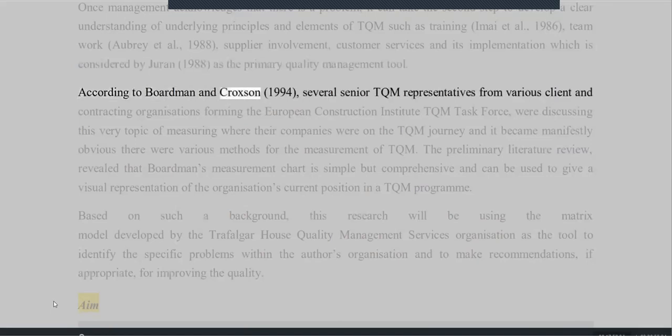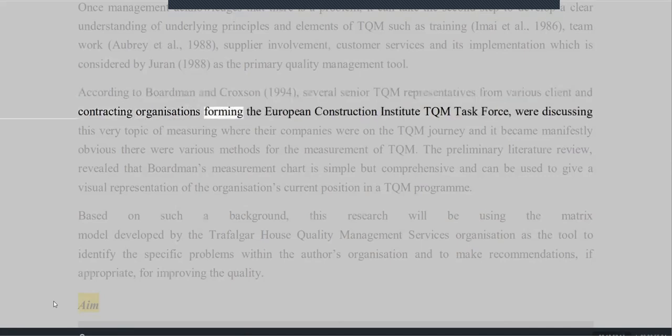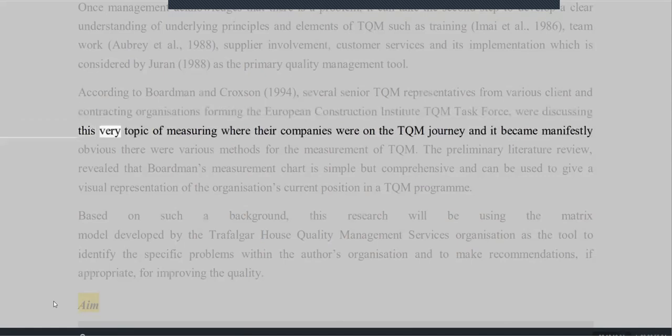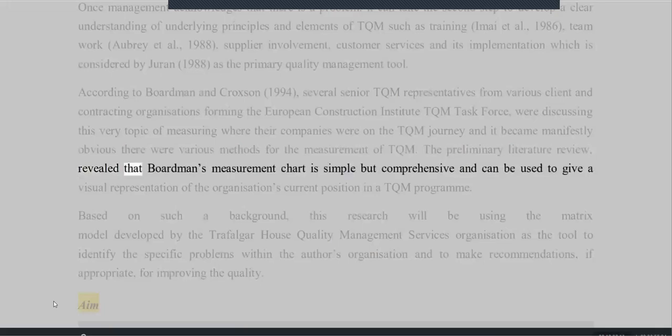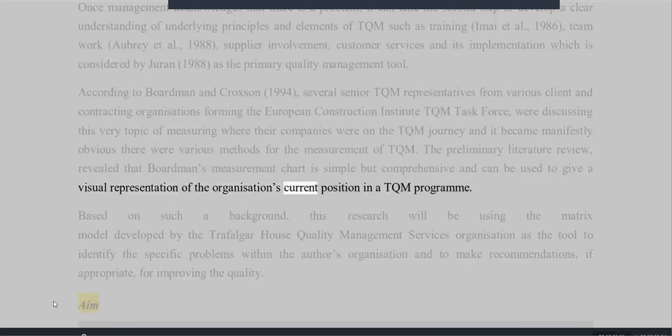According to Boardman and Croxon, 1994, several senior TQM representatives from various client and contracting organizations forming the European Construction Institute TQM Task Force were discussing this very topic of measuring where their companies were on the TQM journey, and it became manifestly obvious there were various methods for the measurement of TQM. The preliminary literature review revealed that Boardman's measurement chart is simple but comprehensive and can be used to give a visual representation of the organization's current position in a TQM program.